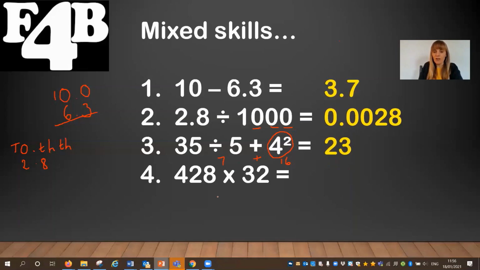Now for the final one, number 4, hopefully you will have set out a really nice clear grid method for multiplication, and you will have got a final answer of 13,696.